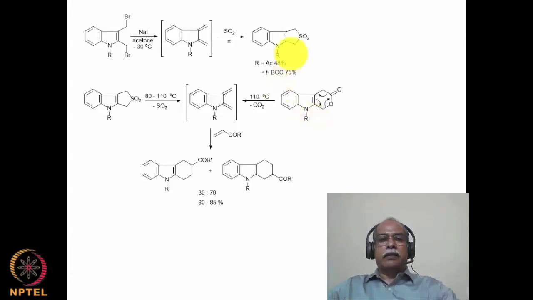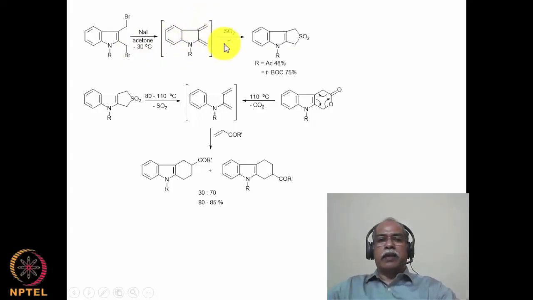The sulfur dioxide trapping of the orthoquinodimethane kind of derivative is also used for the synthesis of this kind of derivative, carbazole derivatives. How are they synthesized? You take the dibromo derivative and treat it with sodium iodide. A 1,4 elimination takes place, resulting in the formation of an orthoquinodimethane kind of derivative. So an indole orthoquinodimethane derivative is what is formed here.